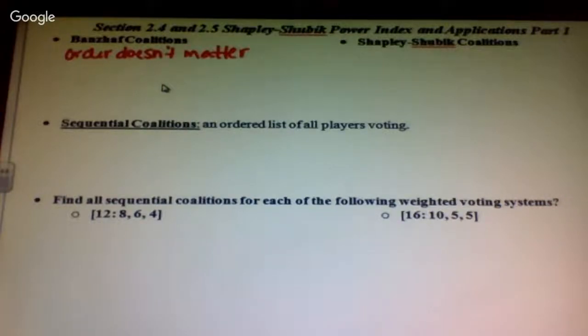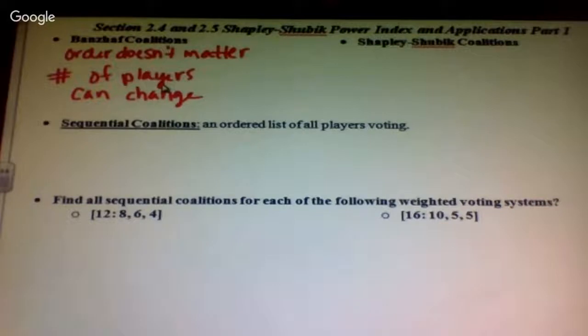Another thing about Banzhaf, your number of players can change. So your coalition could be one person by themselves, 2 people, 3 people, 4 people, 7 people.